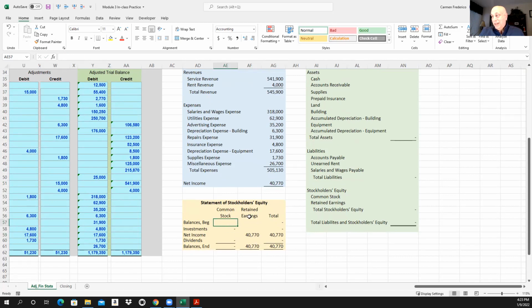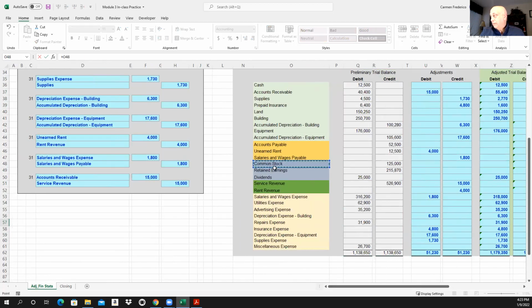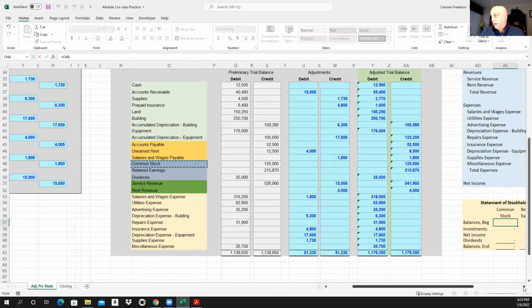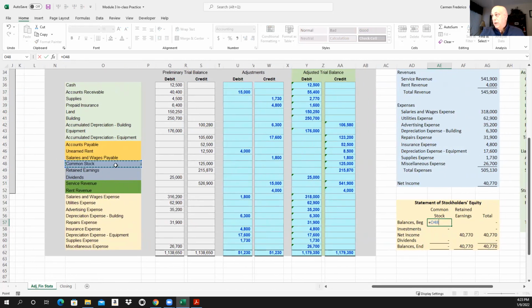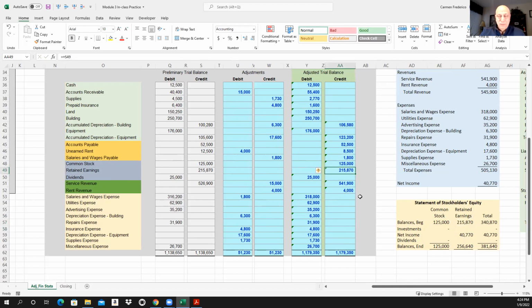Okay, so we take our beginning balances of common stock, which we know common stock account is right here. $125,000. So we want to grab that amount. Retained earnings is from our trial balance as well, 215,870. These are our beginning balances because we haven't made any adjustments to them. We only make adjustments to retained earnings at the end of the year. We'll see that in the next video when we do our closing process. So for now, you're going to grab the retained earnings right from the adjusted trial balance.